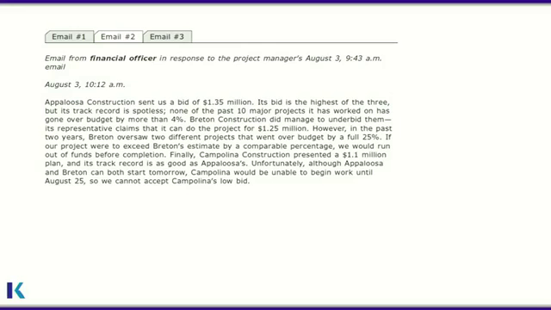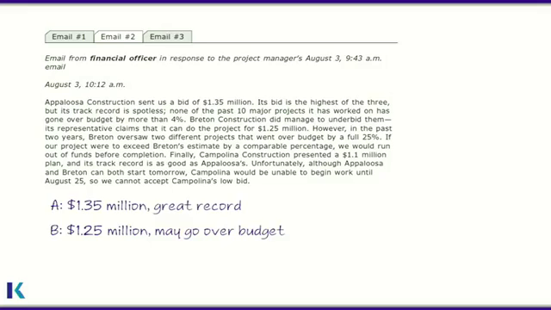The second email is the reply from the financial officer to the project manager. The officer discloses that the bid for Appaloosa is $1.35 million, the highest of the three, but that Appaloosa has a great track record. Next, Breton's bid is $1.25 million. A lower bid, sure, but Breton seems to usually go over budget, and if that happened here, funds would run out before completion. Last, Campolina's bid is $1.1 million, but this company can't begin work until August 25th, so the officer indicates that he can't accept their bid.